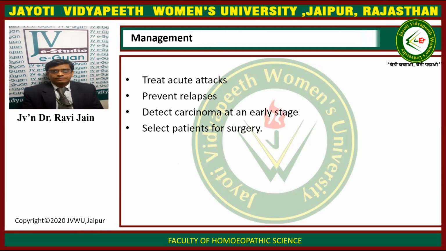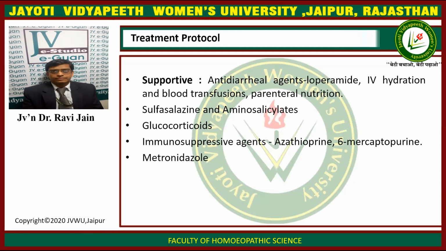Now, how will you manage a case of Crohn's disease? This is the common management of IBD, that is inflammatory bowel disease. In the management of both ulcerative colitis and Crohn's disease, we have to treat the acute attacks, prevent the relapses, detect carcinoma at an early stage, and select the patients for surgery. The treatment protocol for inflammatory bowel disease consists of supportive measures, that is antidiarrheal agents, loperamide, intravenous hydration and blood transfusion. We have parenteral nutrition. Always remember this is a treatment for both conditions, ulcerative colitis and Crohn's disease.